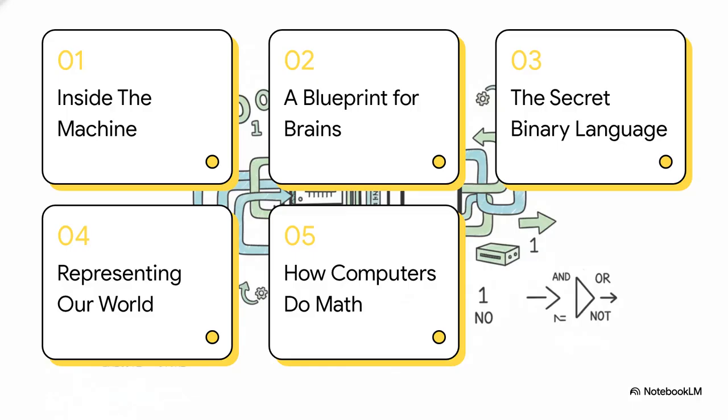So, here's our game plan for today. First, we'll meet the team, the physical parts doing the work. Then we'll check out the blueprint that organizes them. After that, we're going to learn their secret language, see how that language describes our world, and finally figure out how a machine actually does math.